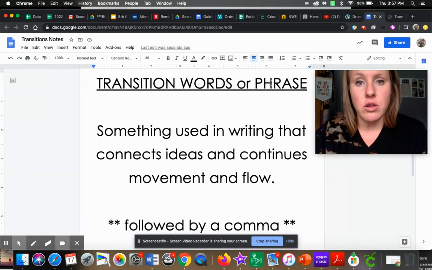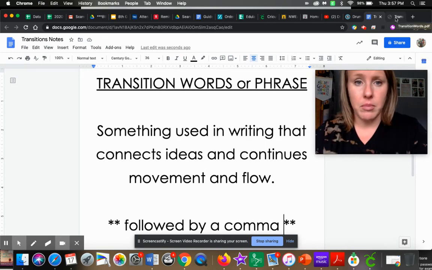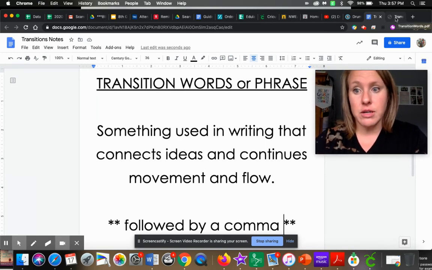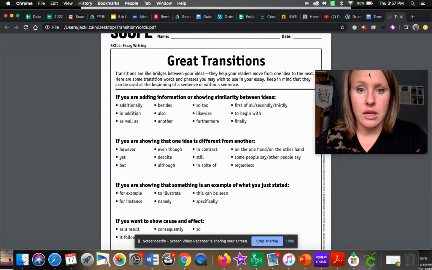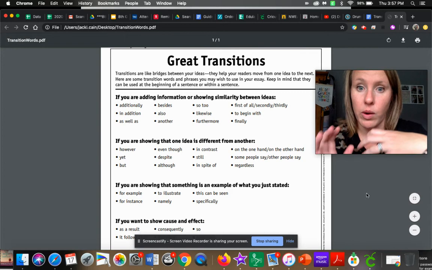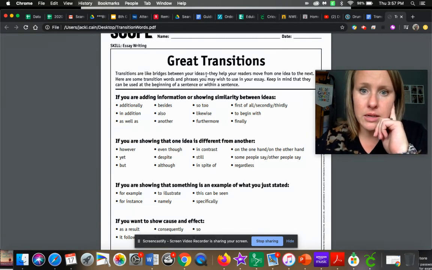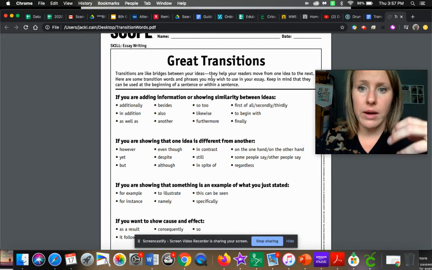Some good ones that you can use, share examples for what you're talking about. So what I have here, and this is going to be in Schoology in the writing folder, is a document called Great Transitions, and I love it because it breaks up how to use these transitions and where to use them. So again, it says up here, transitions are like bridges between your ideas. They help you move on from one idea to the next.